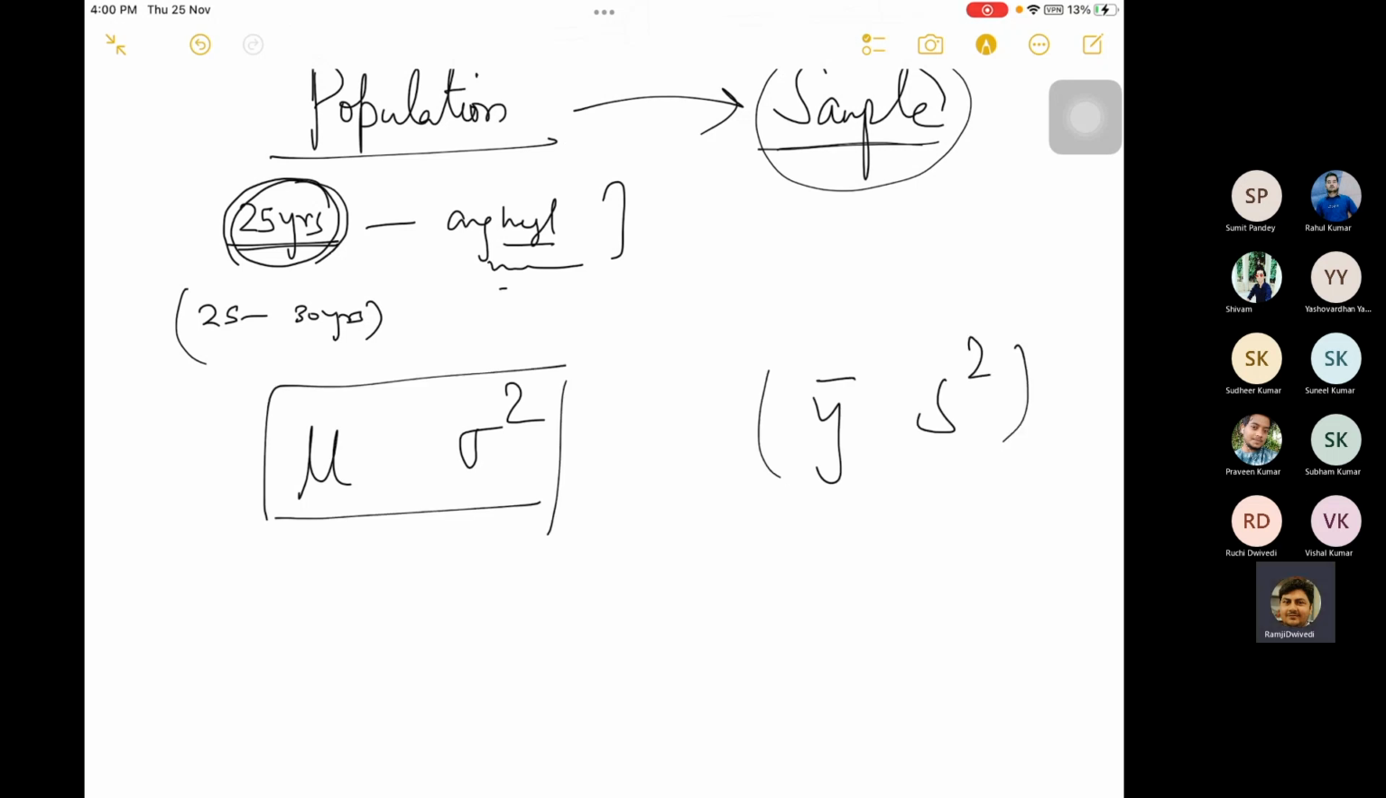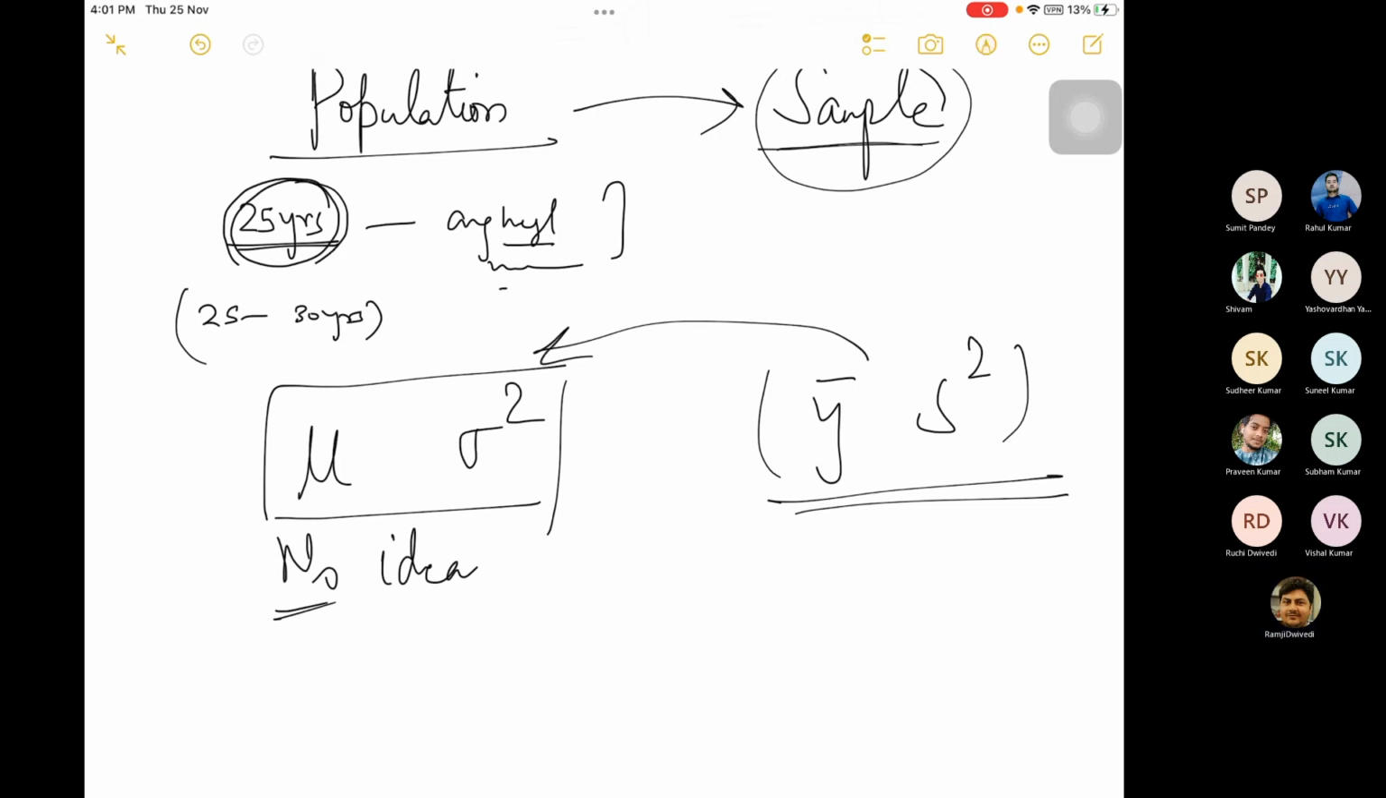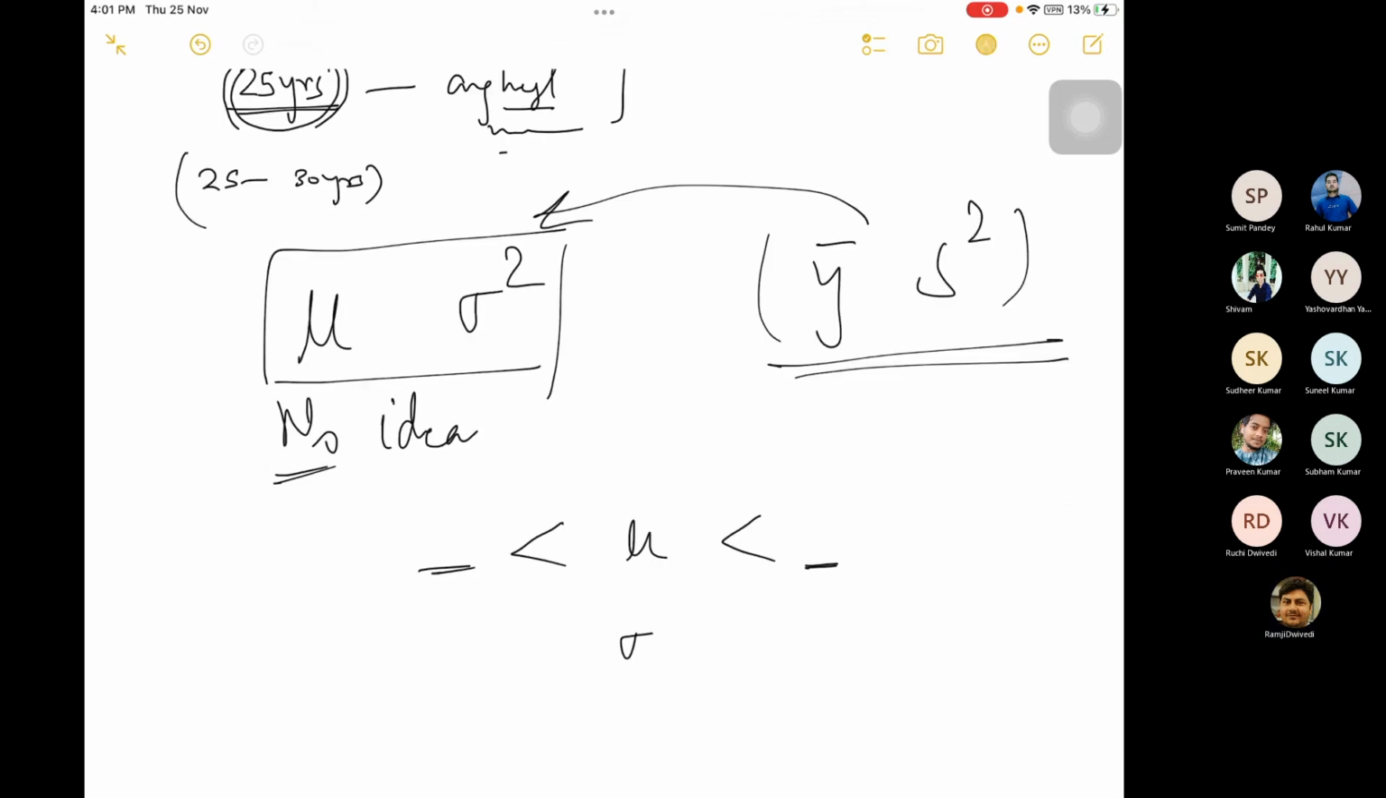We do not have any idea, but we have to work with this and find out, can we find out? The answer is no. We cannot find out. There would be no exact relationship. But what we can do is make a range, an interval. That would be a function of the sample.